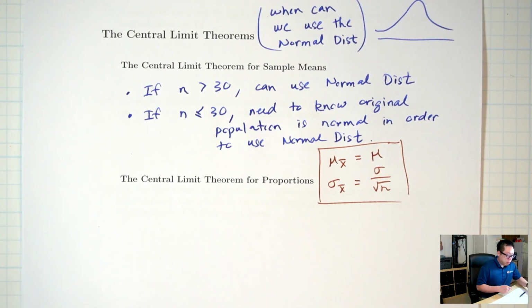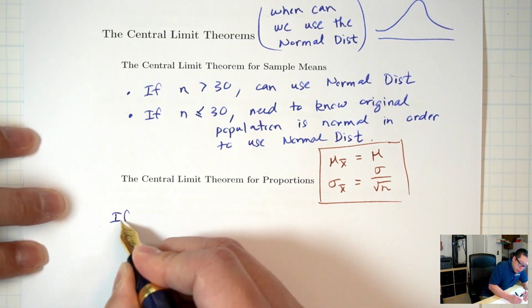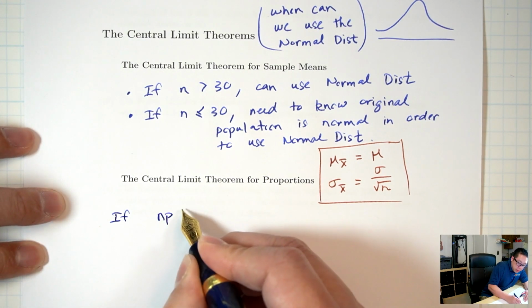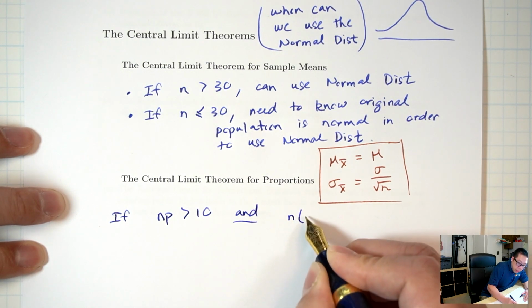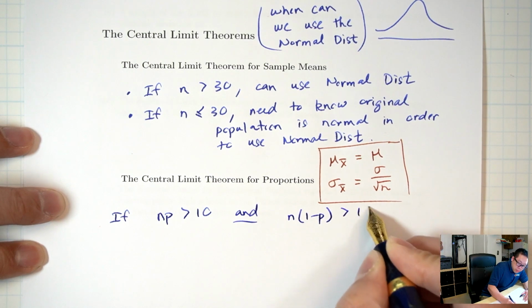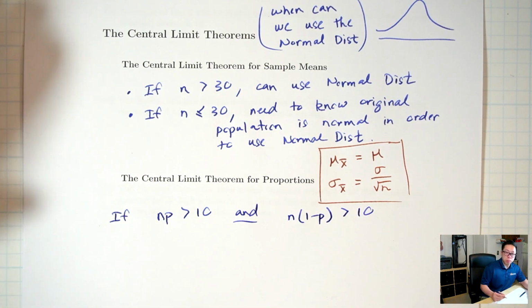For the new situation of proportions, if n times p is bigger than 10 and n times 1 minus p is bigger than 10, so if both of these requirements are met, then we can use the normal distribution.